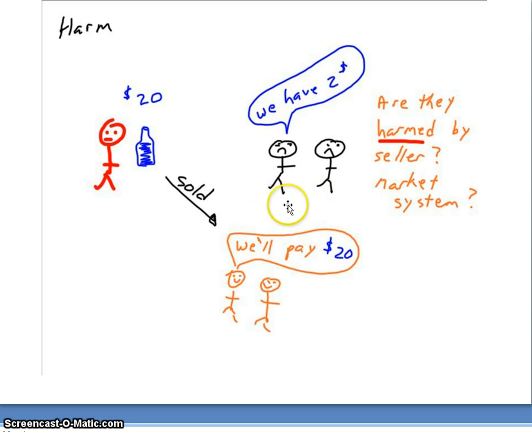And again, if there's disagreement about these situations, we want to think of this in terms of the different frames that we bring to a scenario like this. So two people can see this same scenario and come to different conclusions about whether somebody is or is not being harmed. And if it's not the seller harming these two, what about the entire system? Are these two, who don't have a lot of money, being harmed by the entire market exchange system?